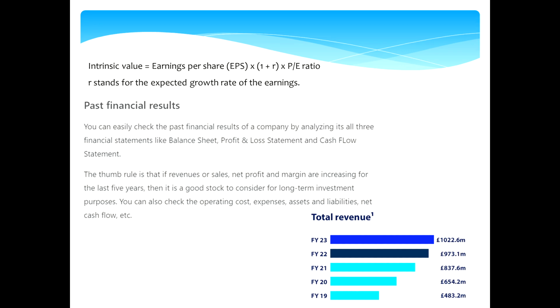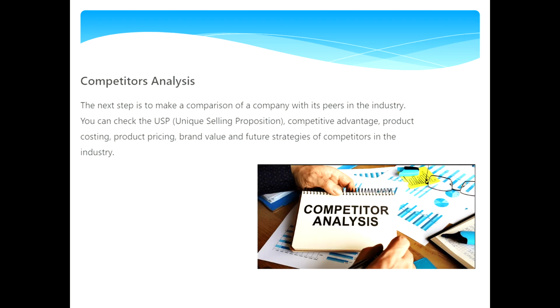So the next step in analysis is past financial analysis. Here we need to know the financial results of the company for the past few years to check whether the company is consistently performing well or not. And another important step is to compare a company with its peers in the industry. How do we do this comparison? By checking the USP, which is the unique selling proposition.